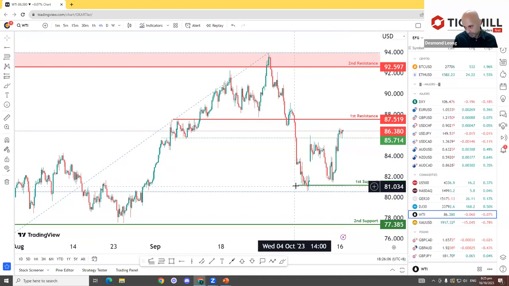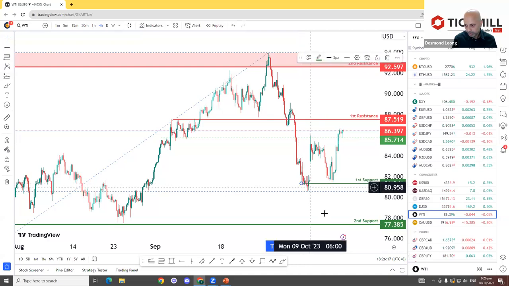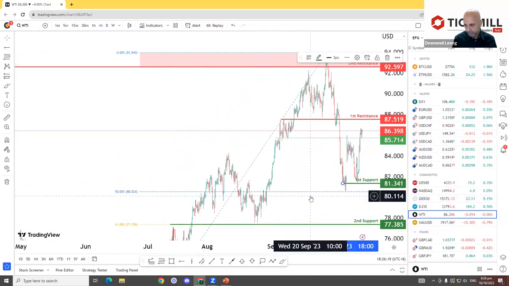Yeah, that's fine. Right. Hi, Webster. Okay, I see why you can call it a zone as well, right? Because you see the bottom of the wicks here, and also because we have the 50% Fibonacci retracement level.